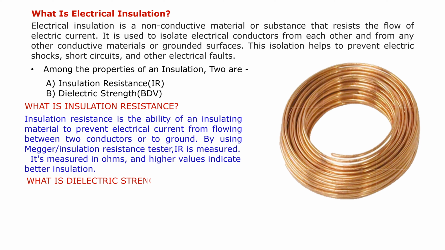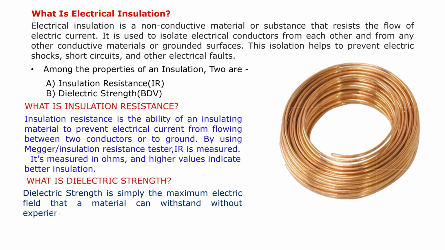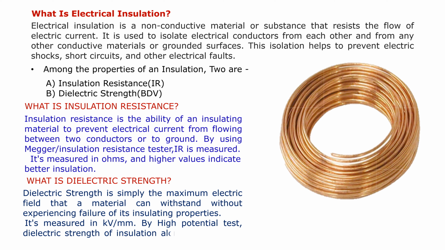What is dielectric strength? Dielectric strength is simply the maximum electric field that a material can withstand without experiencing failure of its insulating properties. It is measured in kilovolt per mm. By high potential test, high voltage test, dielectric strength of insulation along with leakage current is measured. Very low leakage current indicates good dielectric strength, that is, voltage withstand level is high.